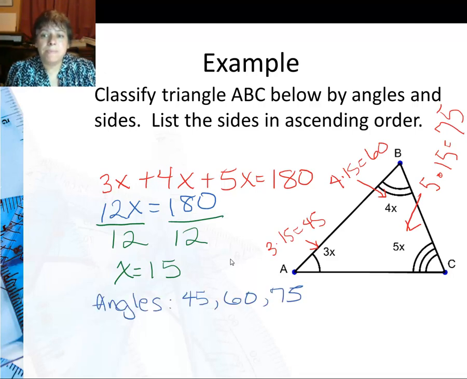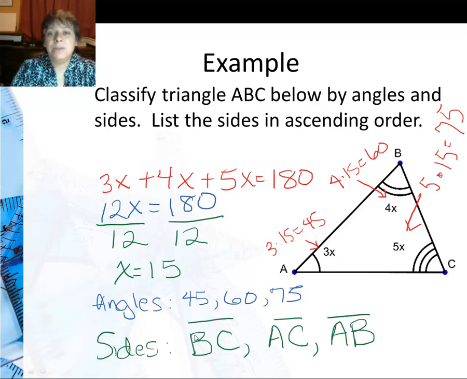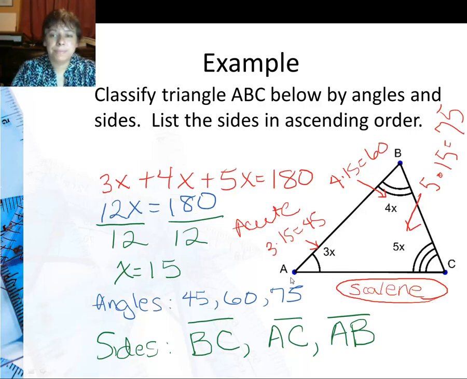Well, that means that the angles are 45, 60, 75. So if I was looking at the sides here, the smallest side is going to be opposite the smallest angle. It's going to be side BC. Then the next smallest side would be opposite 4x, so it will be AC, and then finally AB. So these are the sides in ascending order: BC, AC, and AB. So this triangle is acute, and by the way, it's also scalene.